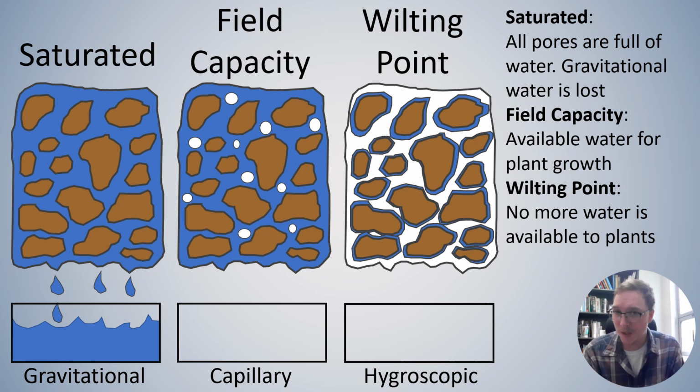And then you've got wilting point. This is the point where, through what we call hygroscopic forces, so very, very small forces that are binding water to, for example, the edge of our grains, and we're looking at grains here in these little pictures, plants can't get at that. If you're below wilting point, your plants are going to start exhibiting that. They're going to start wilting.